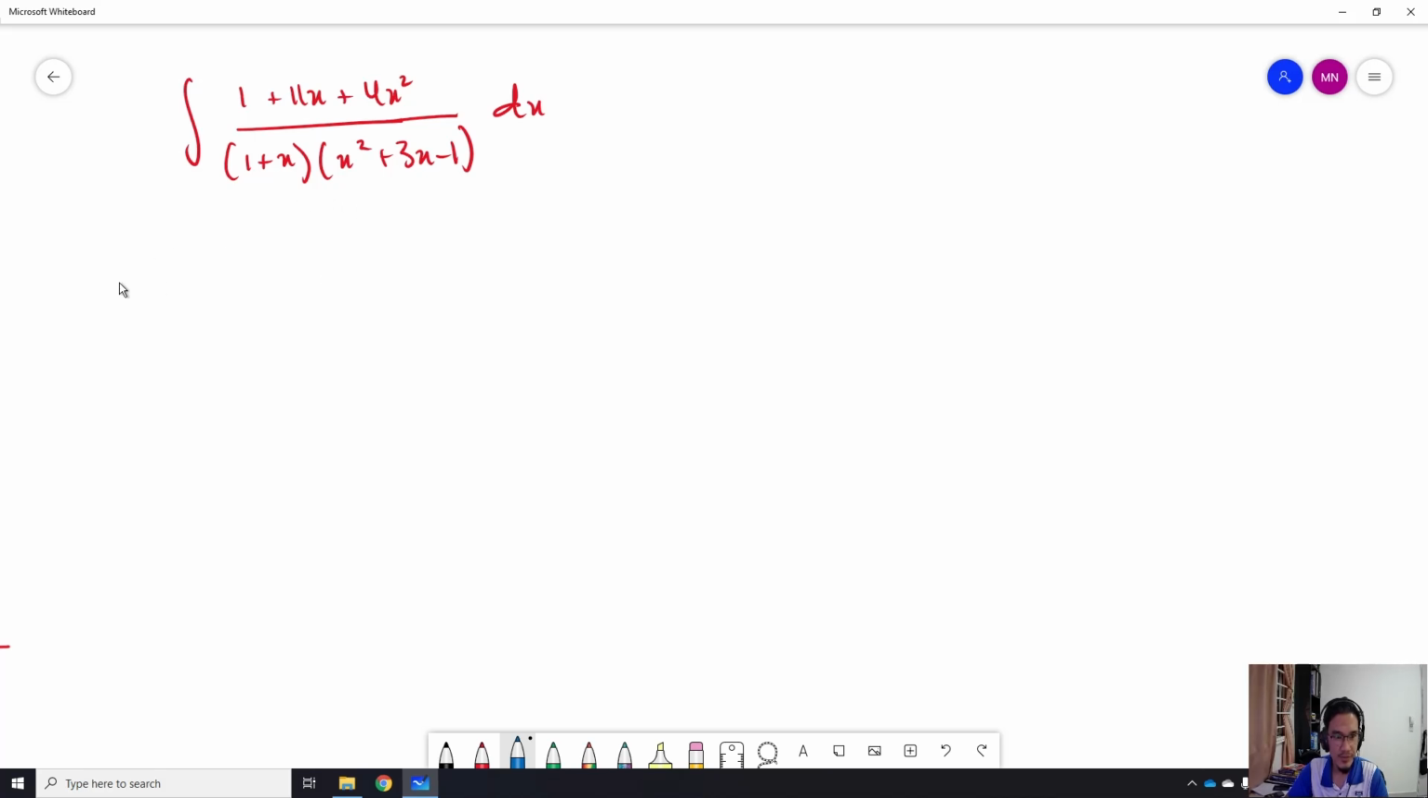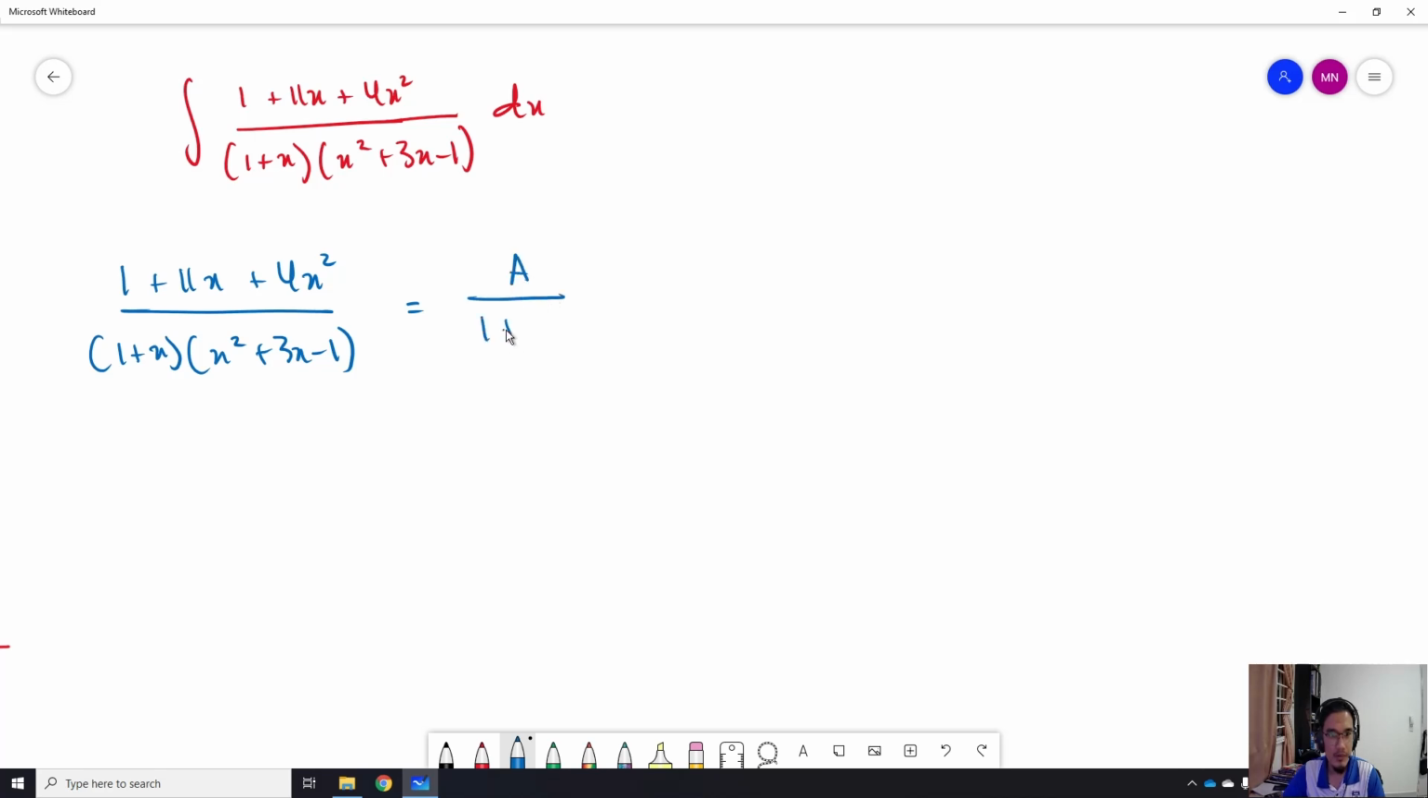Okay, so for partial fraction, the fraction of 1 plus 11x plus 4x squared over 1 plus x squared plus 3x minus 1. For this fraction, the partial fraction will be equal to a over 1 plus x. Okay, plus, since this is a quadratic function where the x is degree power of 2, our partial fraction will be bx plus c over x squared plus 3x minus 1. So from here, if you want to try it by yourself, you can pause this video for a while and you can check your answer at the end of this video.